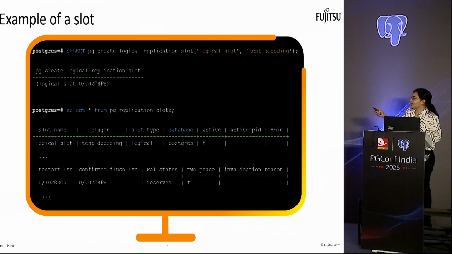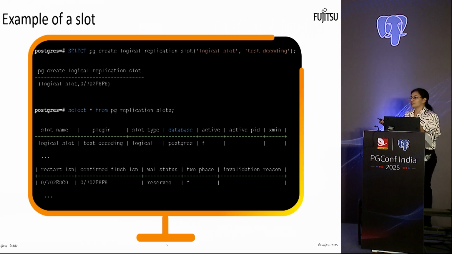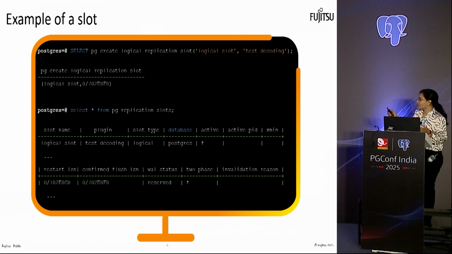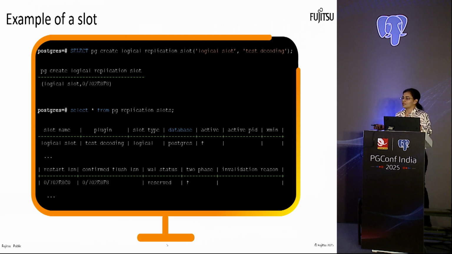Here I haven't displayed all the columns because it's a big view, but this much will give you an idea of what information a slot holds. You can see the slot name is logical_slot, which I specified, and plugin is the output plugin. I created the slot with the test_decoding plugin. This is the plugin for the slot, and the type of slot is logical. If you create a physical slot, you will see this type as physical.